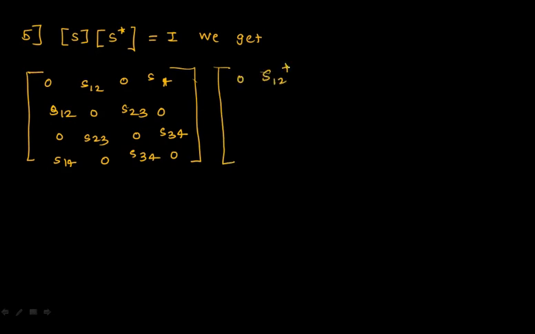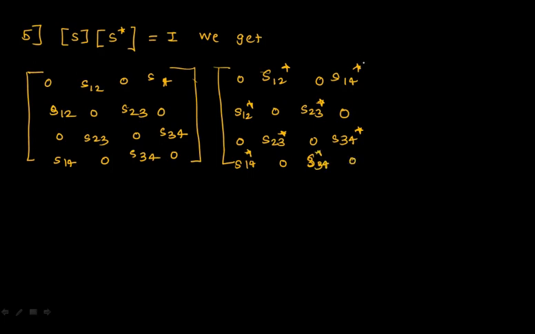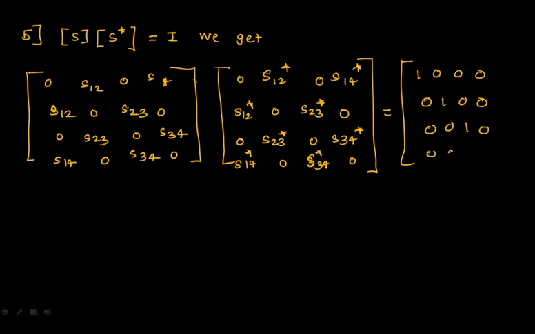So S12 complex conjugate, 0, S14 complex conjugate; S12, 0, S23, 0; then 0, S23 complex conjugate, 0, S34 complex conjugate; S14 complex conjugate, 0, S34 complex conjugate, and then 0, is equal to the identity matrix: 1 0 0 0, 0 1 0 0, 0 0 1 0, 0 0 0 1. Now as we have done it for other passive devices, the same thing we'll do here.